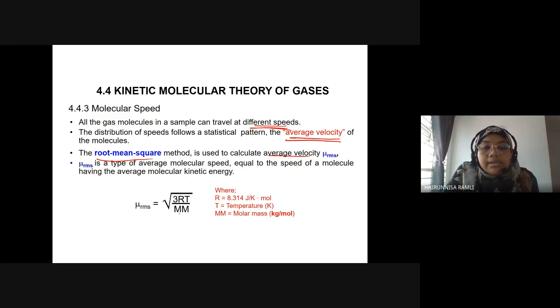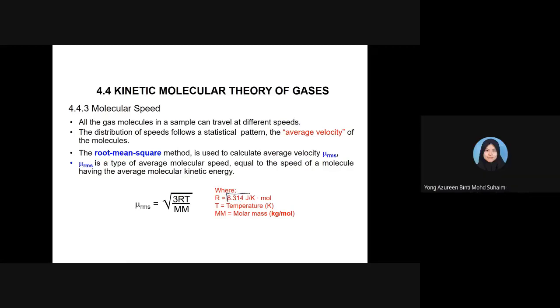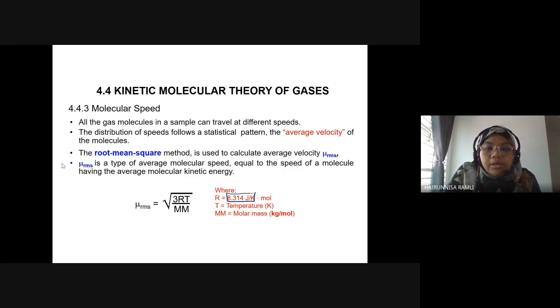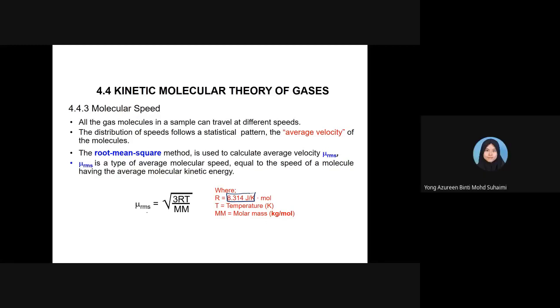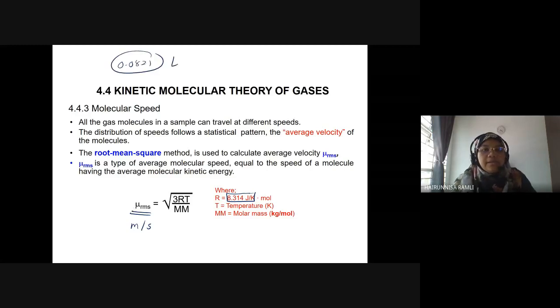Okay, where for this average velocity, the R value here, we will use 8.314. Miss, boleh guna 0.082 tak? In this case, kalau you guna 0.082, tak sesuai sebab you tak boleh nak cancel the units nanti. Sebab nanti last kali the average velocity unit dia is in meter per second. Sebab speed kan? Ha, that's why even dalam PV=nRT pun saya prefer untuk you all guna 0.0821. Sebab this one unit dia liter atmosphere per mole Kelvin.